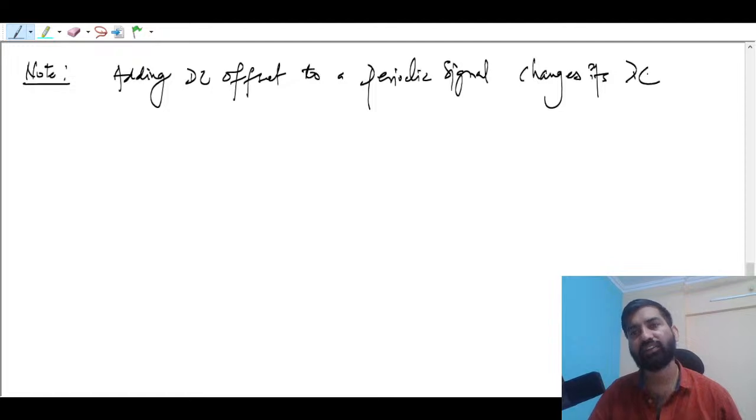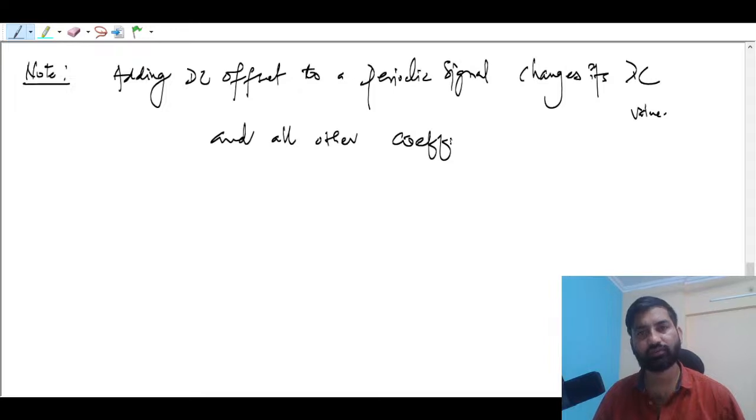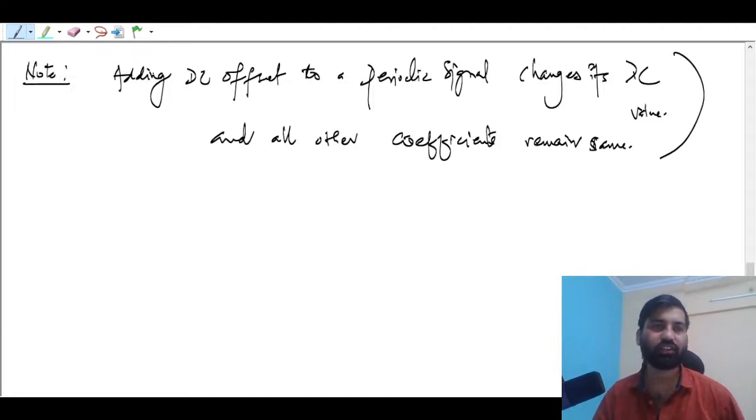and all other coefficients remain the same. All other coefficients are going to remain the same, right? So please do remember this.